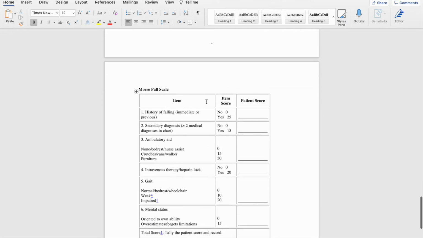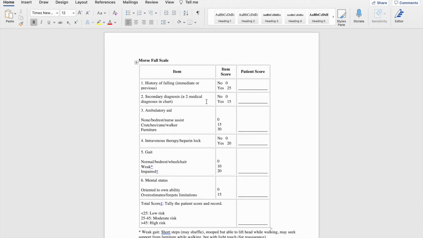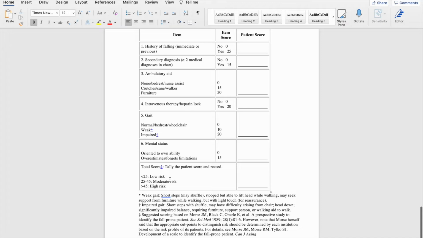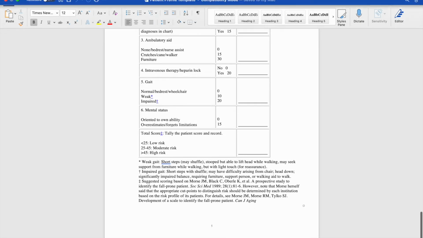And then you have their Morse fall scale. Here you note if they're at risk for any falls. And here you just fill it out. You're assessing if they have a history of falling, you circle yes, you put 25. And if they have more than 2 diagnoses in their chart, pick yes, etc. And then as we see here, once you fill it out, if it's less than 25, it's low risk. 25 to 45, it's moderate risk. Greater than 45, it's a high risk.